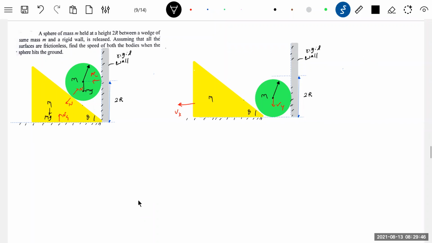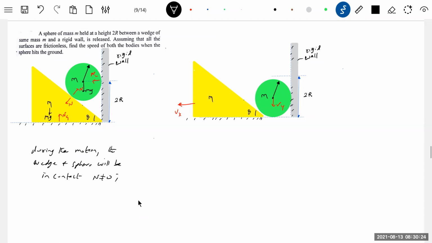So altogether, they'll be in contact, no? As long as the sphere is moving down, it'll be in contact with the wedge. So what is the first important condition? During the motion, the wedge and sphere will be in contact. So therefore N is non-zero. Work done by N will be non-zero.